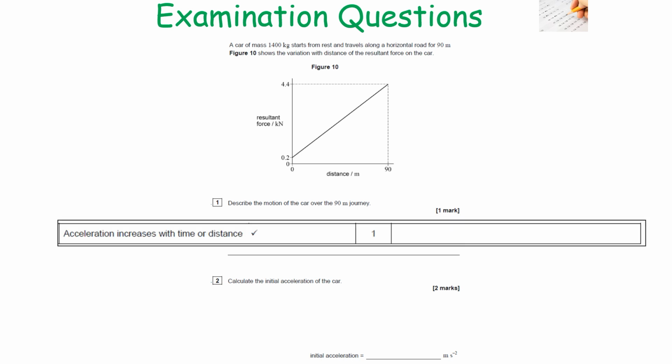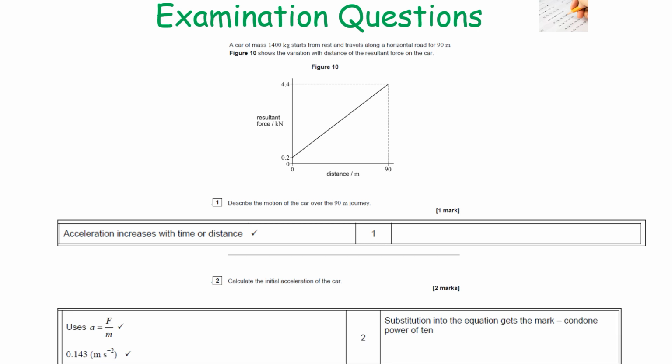Right, it's important that you are able to understand how resultant force can link to the motion of an object. You should be aware that the resultant force is directly proportional to the acceleration of the object. That is Newton's first and second law of motion. So on our graph, our resultant force is increasing, and therefore our acceleration is also increasing. Now, calculate the initial acceleration of the car.